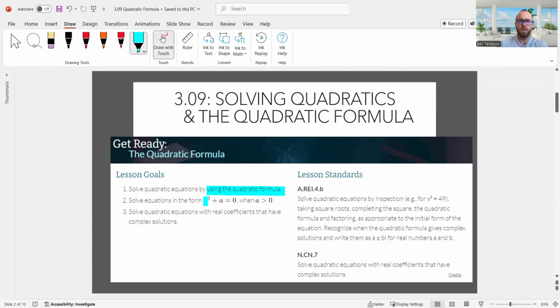Solving quadratic equations that look like this, basically what that means is we're using the square root property, because only the variable x is squared, and solve quadratic equations with real coefficients that have complex solutions. So yes, there will be some imaginary numbers.